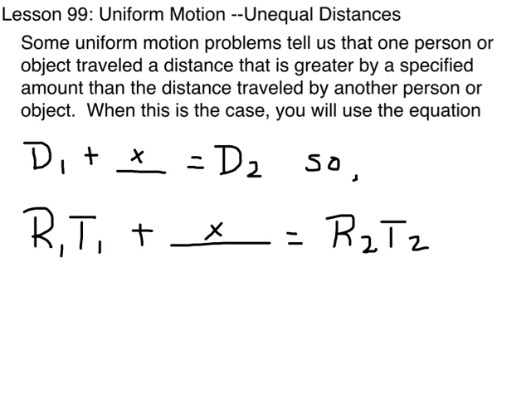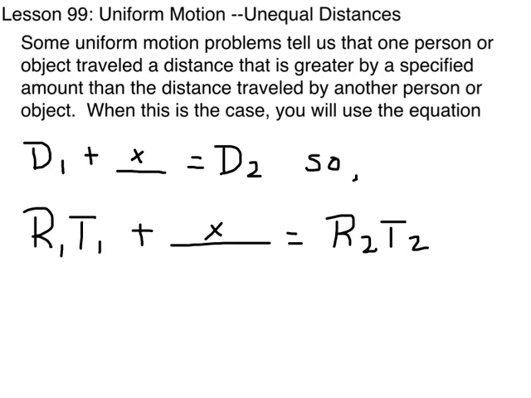Now, we've dealt with motion and distance problems in a couple of lessons now. In lesson 92, we dealt with equal distances. So, distance of one thing equaled the distance of another, and that was the equation that we used. In lesson 94, we had the distance of one thing plus something else then equaled the distance of the second thing.